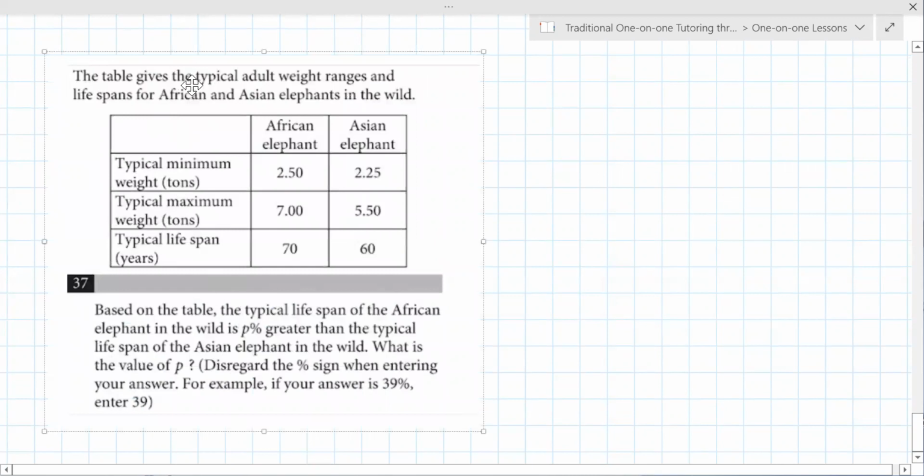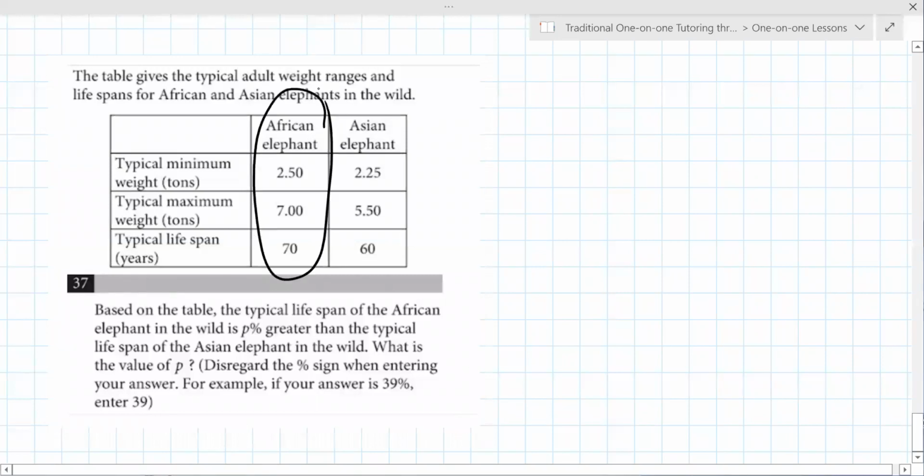The table gives the typical adult weight ranges and lifespans for African and Asian elephants in the wild. Based on the table, the typical lifespan of the African elephant. So which column is the African elephant? The left. This one right here. So that's what we want. Is P% greater than the typical lifespan of the Asian elephants? That's the one on the right. What is the value of P?